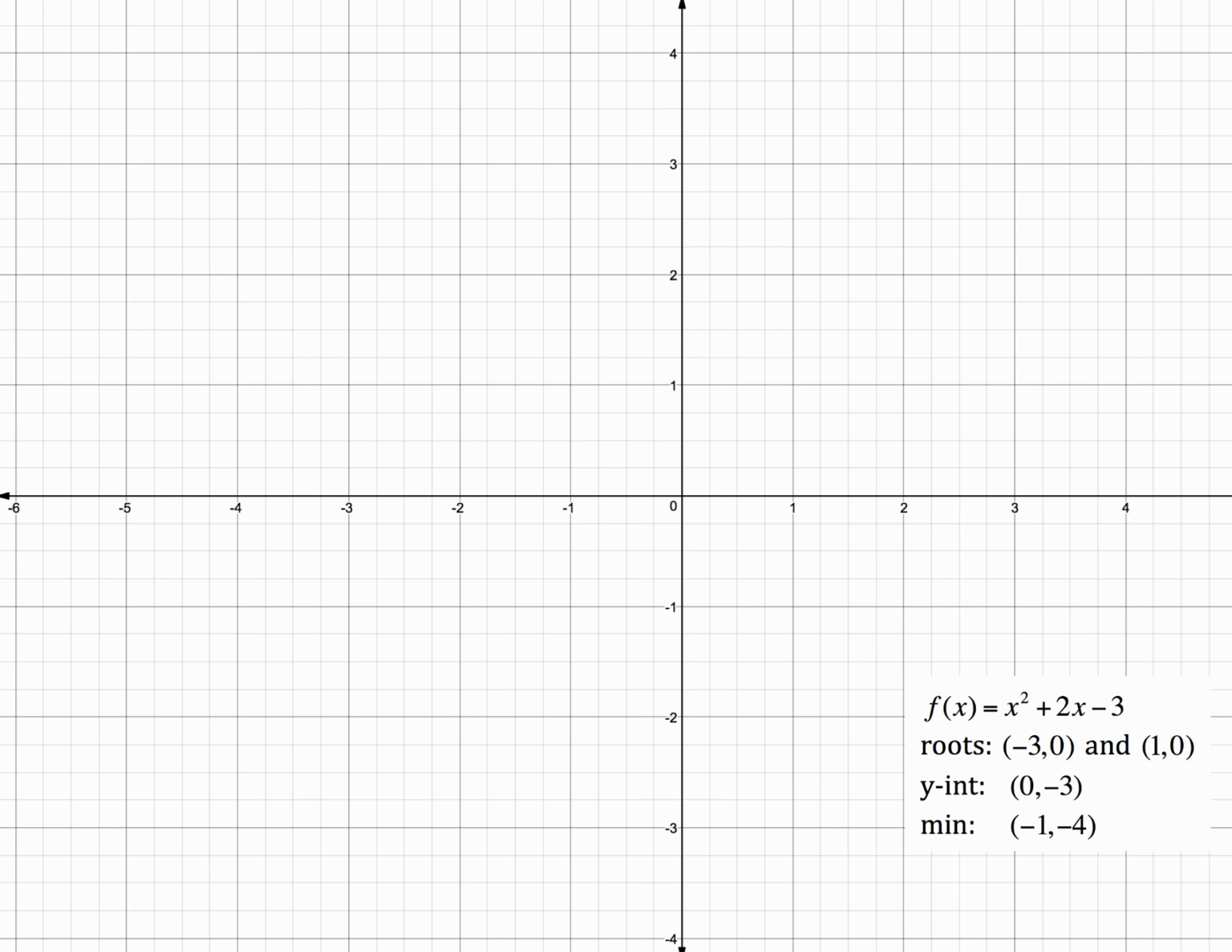We're going to draw it in. We're going to make sure that the graph goes through minus 3 on the x-axis. It's going to have its minimum point at minus 1, minus 4, cut through the y-axis at 0, minus 3, and up through the other root at 1, 0. That's the graph of the function x squared plus 2x minus 3, and this is going to be a good start for us to draw the reciprocal function.